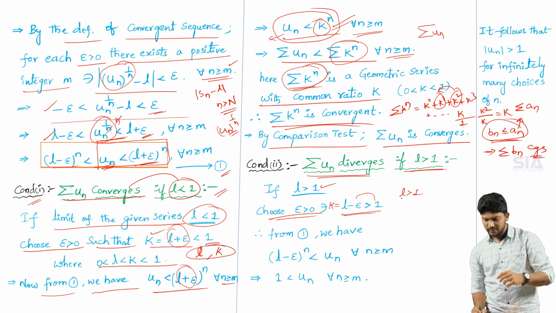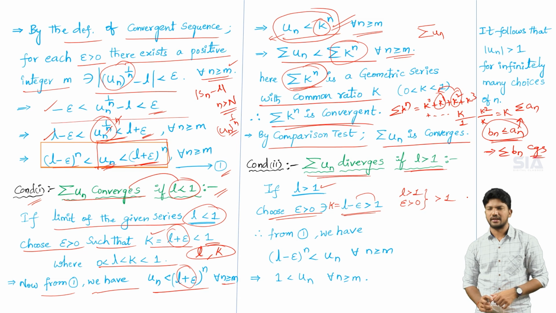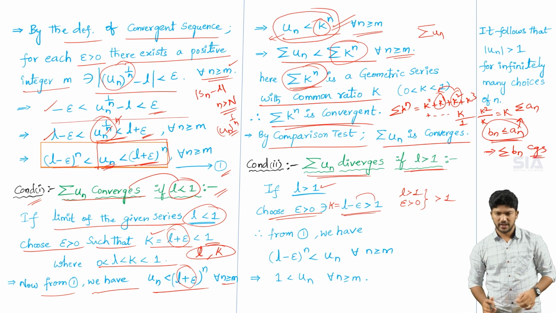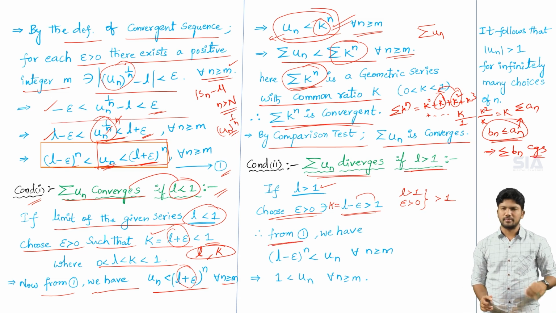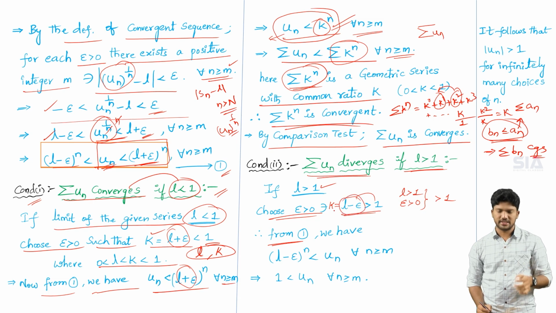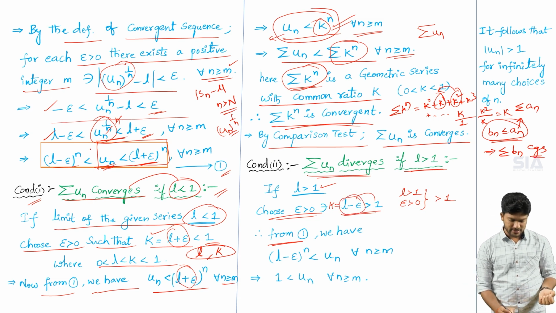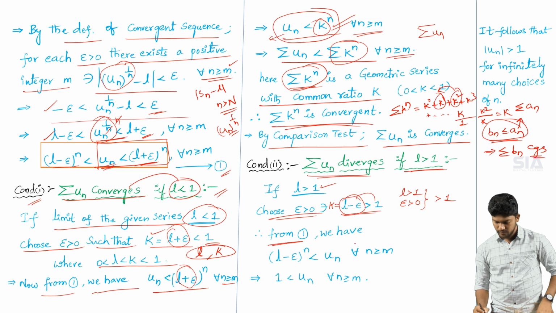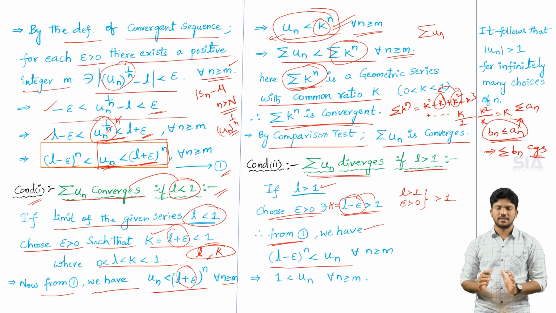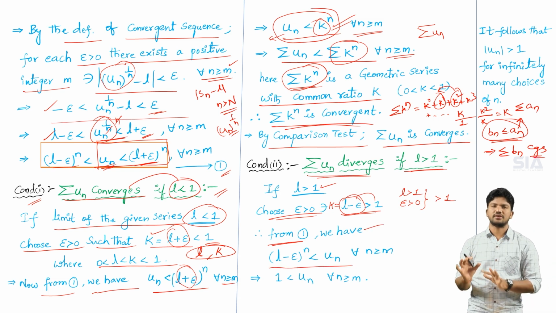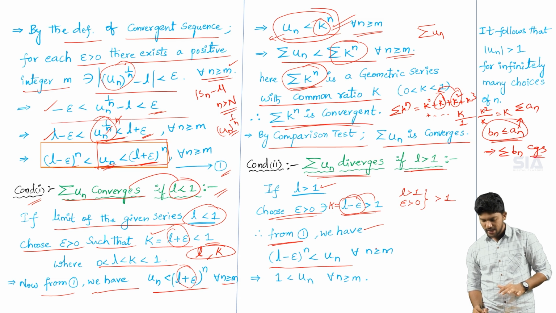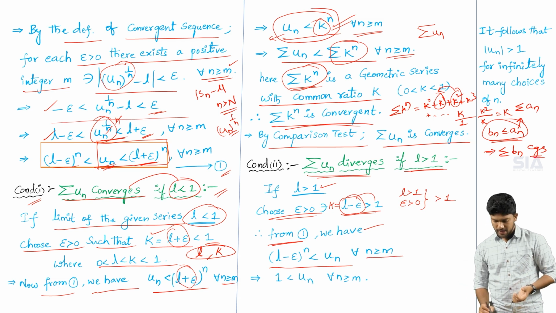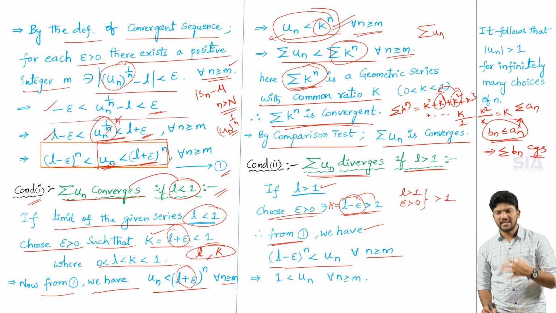Because L is greater than 1 and epsilon is greater than 0, even after subtracting them the value you get is greater than 1 only. So from inequality number 1, where the term L minus epsilon appears on the LHS side, we have (L minus epsilon) whole power n less than u suffix n for all small n greater than or equal to small m. Here L minus epsilon is actually the k value, so you can write it as k power n less than u suffix n.